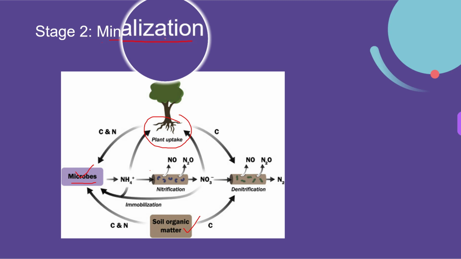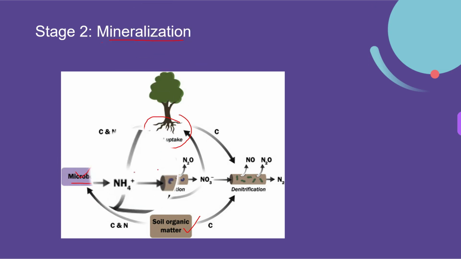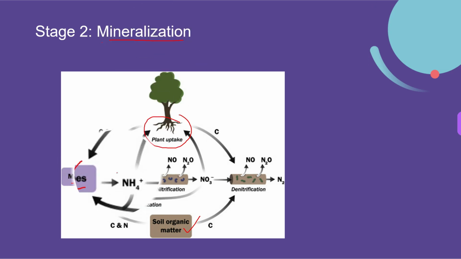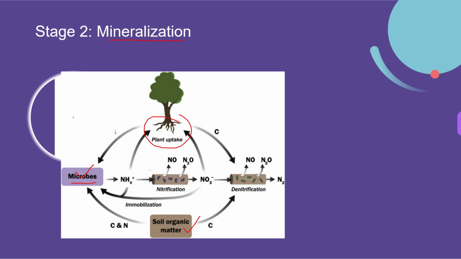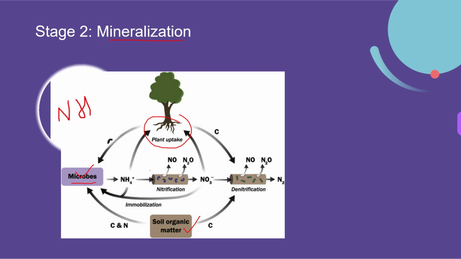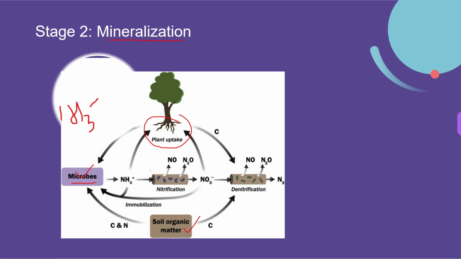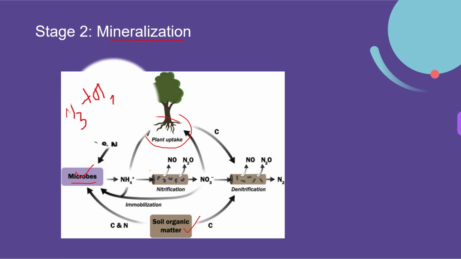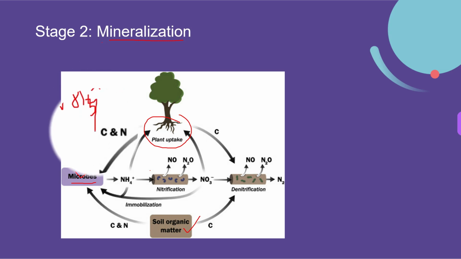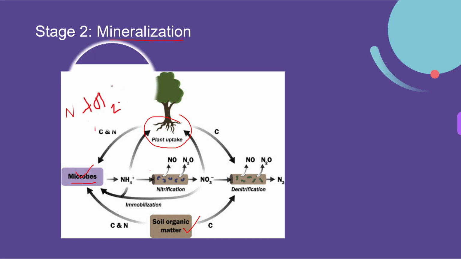So the first form of nitrogen produced by the process of mineralization is ammonia, that is NH3. The ammonia in the soil then reacts with water to form ammonium, that is NH4. This ammonium is held in the soil and is available for use by the plants that do not get nitrogen through the symbiotic nitrogen fixing relationship. Okay, so this is the second stage of the nitrogen cycle, that is mineralization.